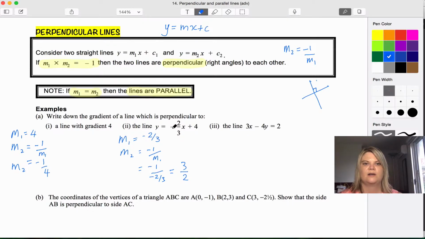Last one, find the gradient of a line perpendicular to this line. Now this one's not in y equals mx plus c form, so we need to rearrange. Let's see, negative 4y equals 2 take 3x. y equals 2 on negative 4 minus 3 on negative 4x, which is going to equal negative 1/2 plus 3/4 x. So our gradient of this equation is 3/4.